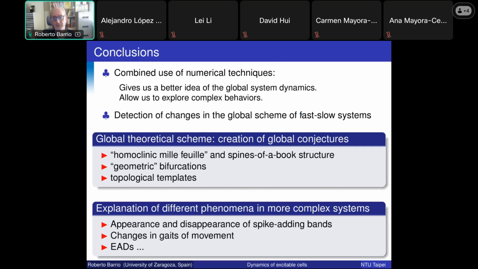It's also quite important, the question of fast-slow systems and their detection. It provides the creation of global conjectures, of course not theorems, because all of these are open things, but it provides conjectures about the homoclinic millefeuille structure, the spines of a book structure, geometric bifurcation, the topological templates, or to explain what happens in complex systems: spike adding bands, the case of movement, of EADs in heart dynamics, and so on. So that's all, and thank you for your attention.